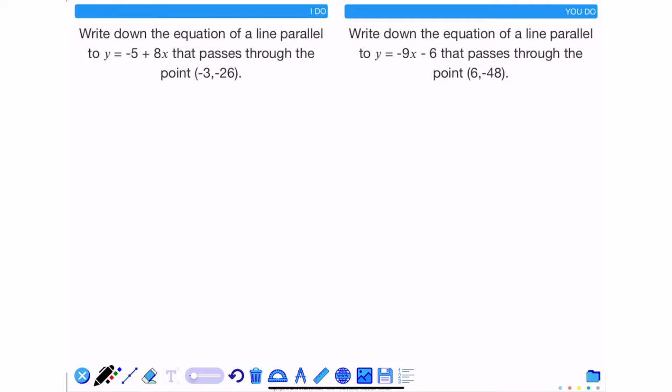In this video, we're going to be looking at how we can calculate the equation of a parallel line. With this example, I've been given the equation of a line, and I need to find the equation of the parallel line that passes through a given point.